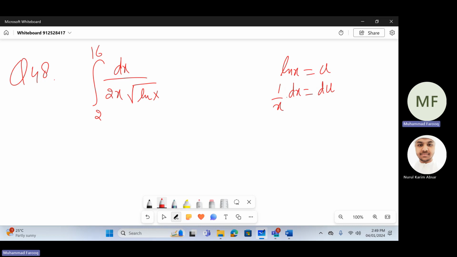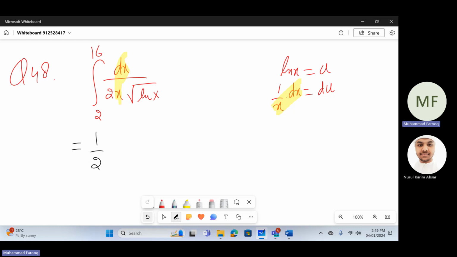Just stop here and go back to the question and check: do you have dx by x in your question? If you observe, yes, we have dx by x. This 2 is a constant, so you can keep it outside. If you put it in the question, you multiply by 2 on both sides, no problem. So now I have 1 by 2 outside.